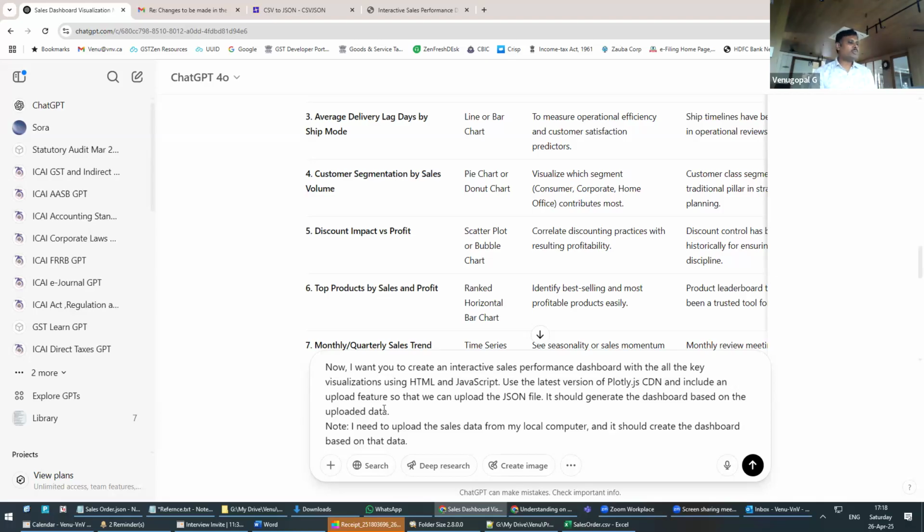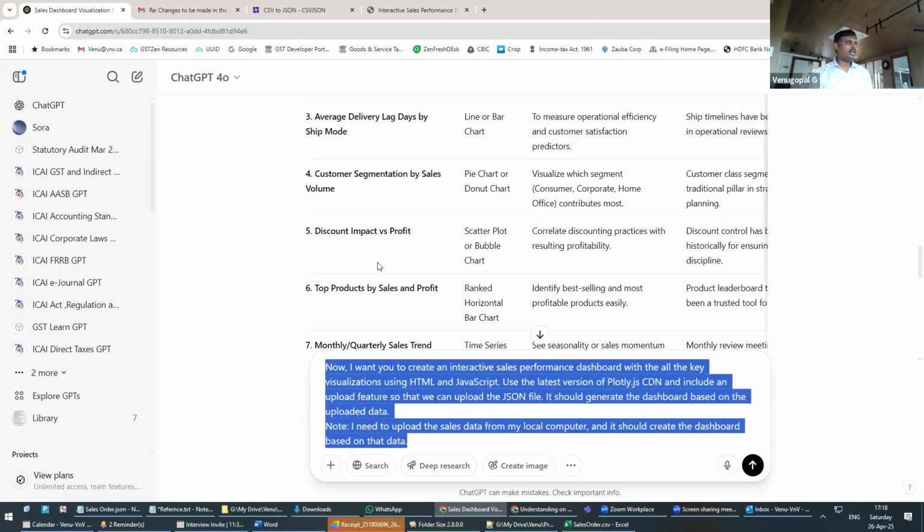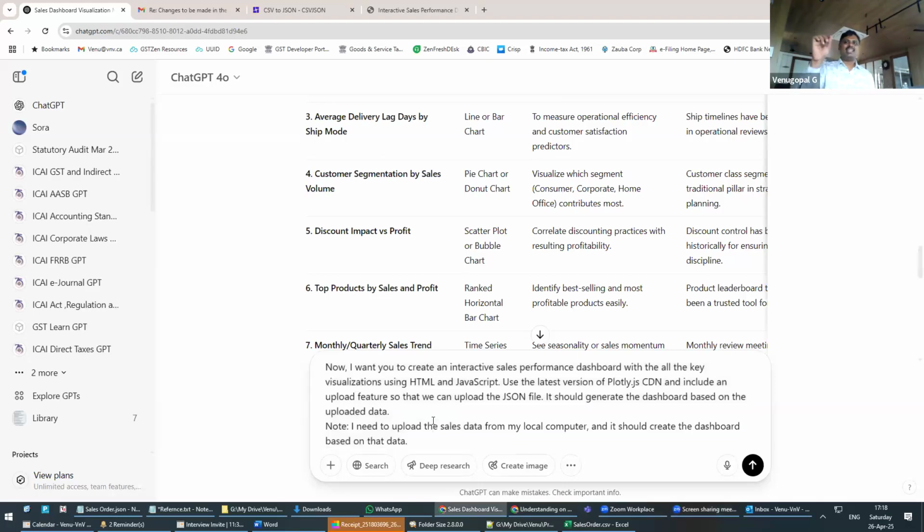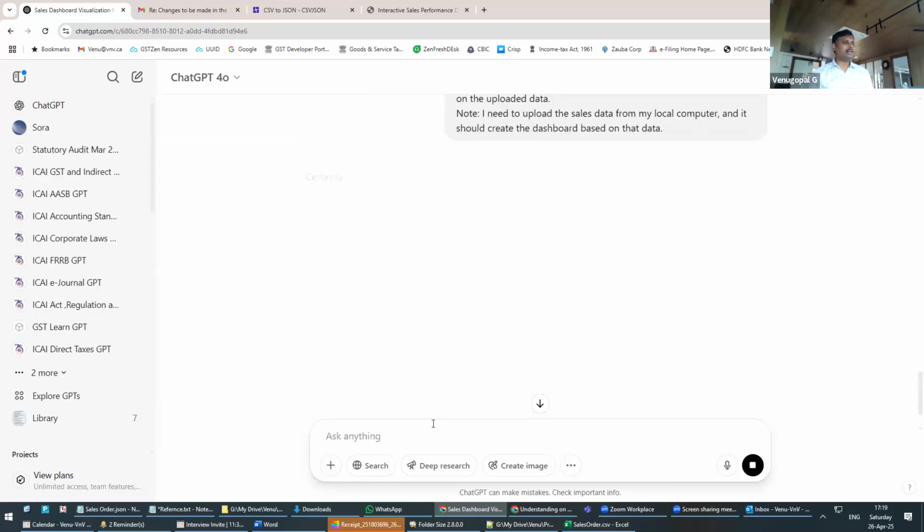Using the JSON file, it should generate the dashboard based on the uploaded data. I'm also giving a small prompt that I need to upload the sales data from my local computer. I have also given an additional prompt saying that the dashboard has to be created locally. The key thing here is that it should work irrespective of the large volume of data. So give this prompt, copy paste it into your ChatGPT, and hit enter.